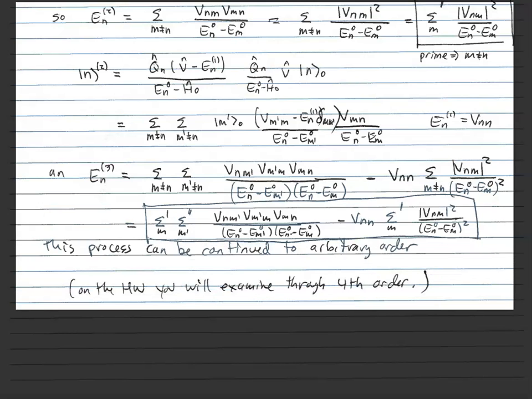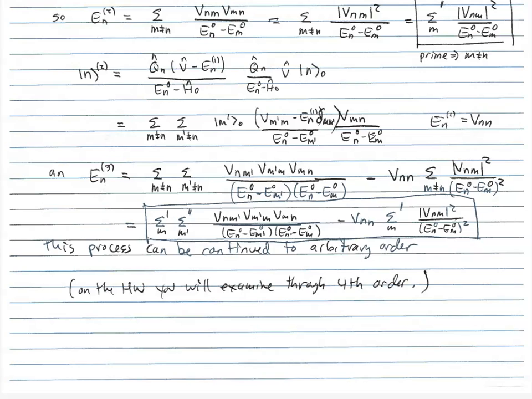And then this process can be continued to arbitrary order, but it really does get more complicated the higher order you go. On the homework, you're going to be looking at this through fourth order. Okay, so you'll be working out that correction. All right, this is a lot of formalism. You really don't cement this and learn it and understand it until you apply it to some problems, which of course you're going to get an opportunity to do on the homework. And that now takes us to the end of lecture 14 on non-degenerate Rayleigh-Schrödinger perturbation theory.